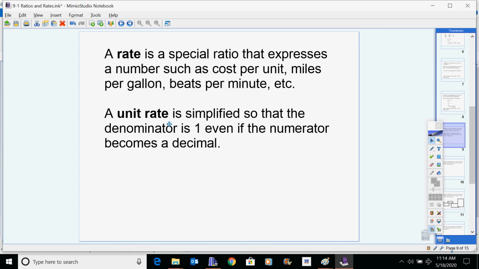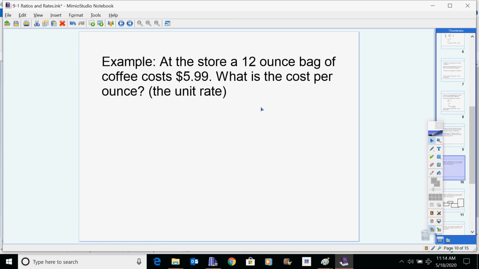A unit rate, which a lot of times we just call a rate, is when you simplify it down so that you get a 1 in the denominator, even if the numerator becomes a decimal. So your unit rate is comparing it to 1, and it's more like a division problem than what you think of as a ratio, but technically it's a ratio with 1 in the denominator.